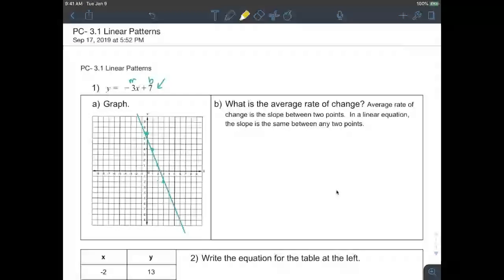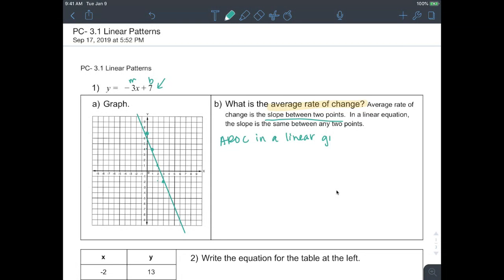I want to know what the average rate of change is. So the average rate of change is the slope between two points on your graph. Does the slope change between any two points on the graph of the line? No. So average rate of change, which we call AROC, in a linear graph or equation is the slope. So the slope, AROC, the average rate of change, is equal to negative 3 or negative 3 over 1.